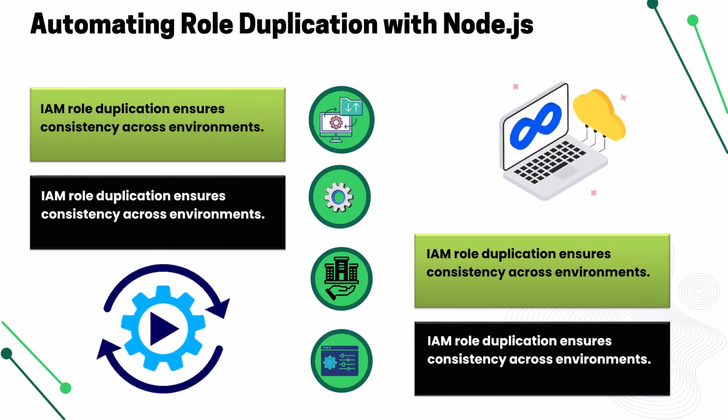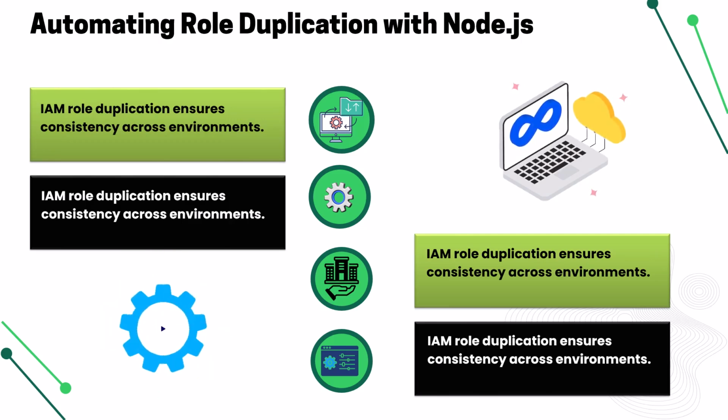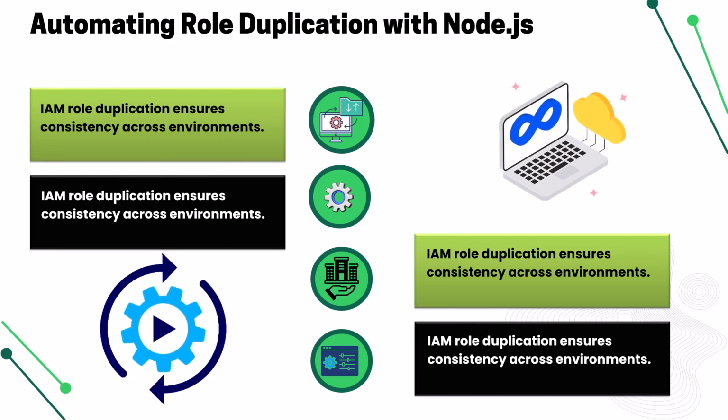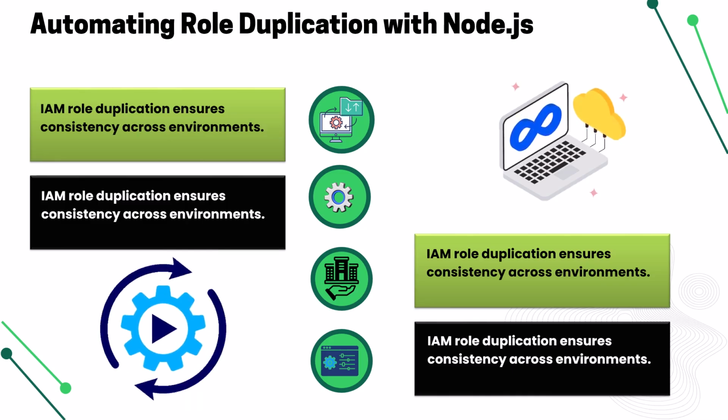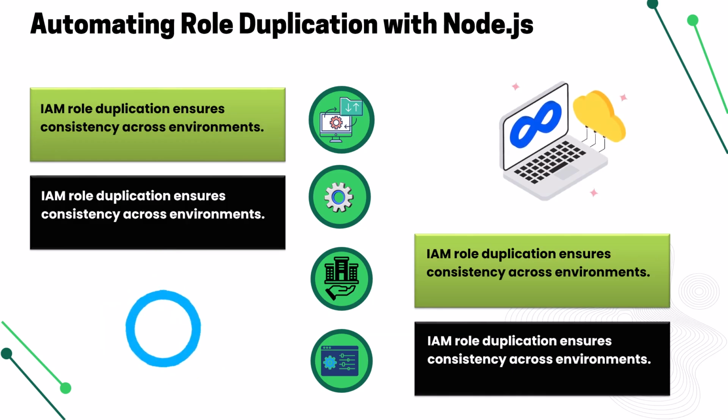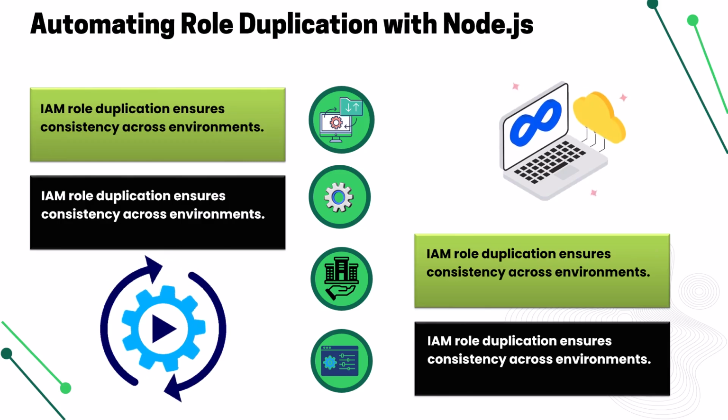Automation is a lifesaver. Imagine manually recreating roles. It's like writing the same grocery list 10 times over. With Node.js and AWS SDK, we simplify the process, making sure duplicated roles are consistent and error-free. Just remember to verify permissions post-duplication.